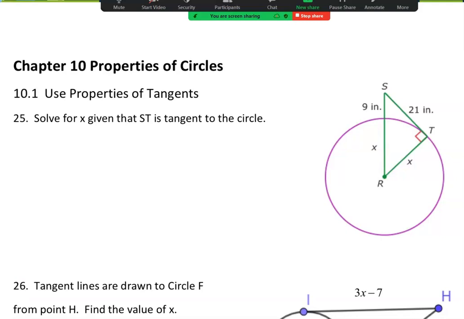Okay, in this video, we're going to work on problems 25, 26, and 27, and these are circle problems. So this should be most fresh in your mind because we've just finished circles. So for 25, it says solve for x given that ST is tangent to the circle.